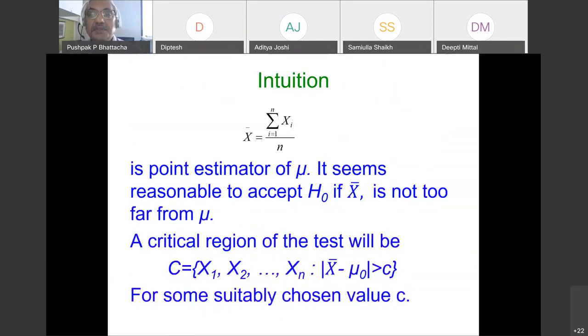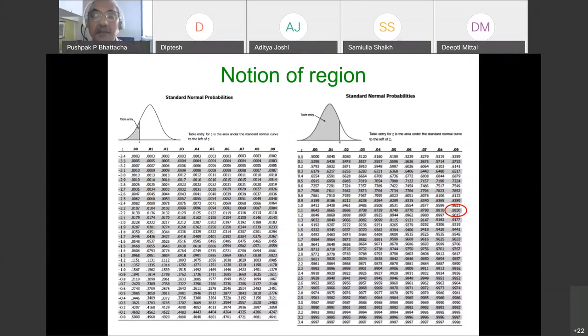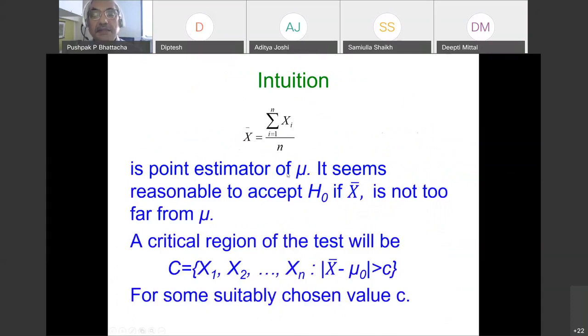Now, common sense or intuition tells me the following. From the sample, I have been able to find out the average. Just a minute. I've been able to find out the average from the sample, and that is a point estimator for mu. Okay, so through the sample average, I would like to estimate mu. It seems reasonable to accept H0, the null hypothesis, if X bar is not too far from mu.